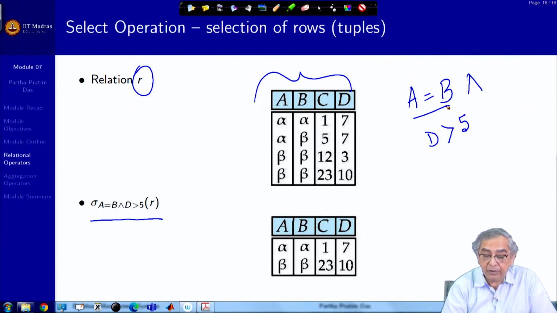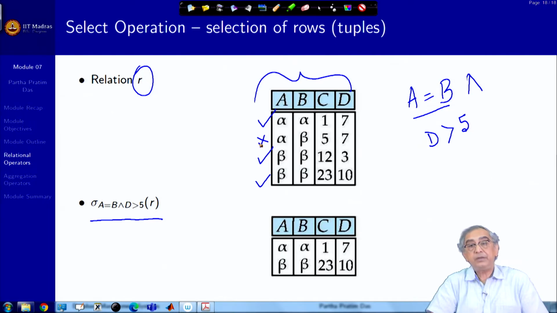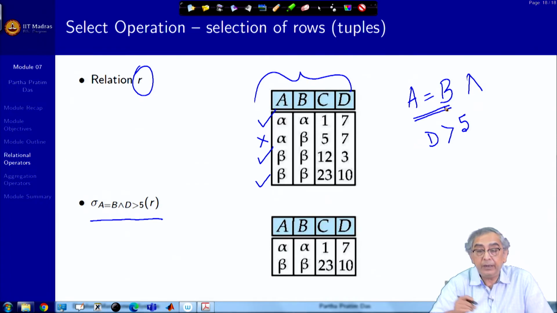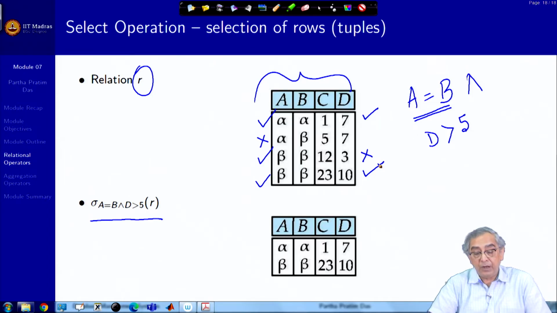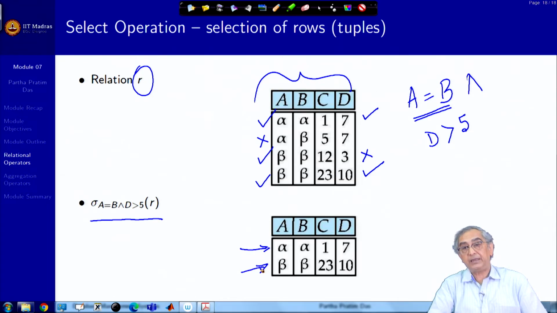So, let us try A equal to B. These two will have to be identical. So, this is a candidate, this is a candidate, this is a candidate, and this is crossed out because alpha and beta, A is not equal to B. Out of these three that we have got from A equal to B, since I have a conjunction, since I have AND, I have to check if D is greater than 5. D is greater than 5, D is not greater than 5, cancelled out, D is greater than 5. So, finally, I am left with two tuples, this and this, which is my selection result.